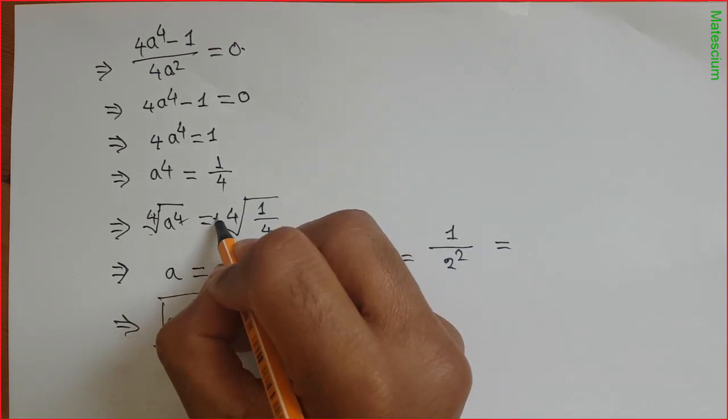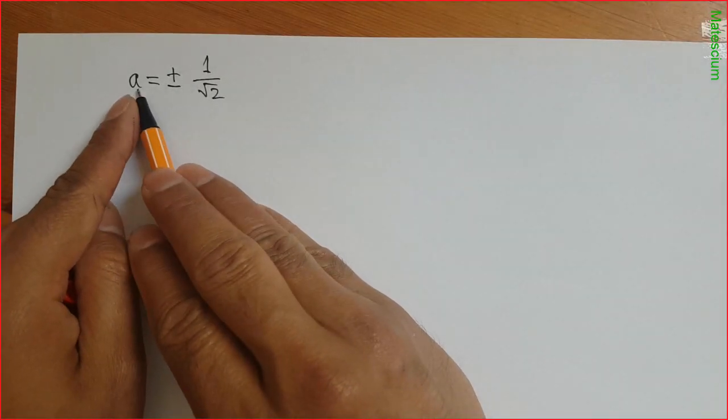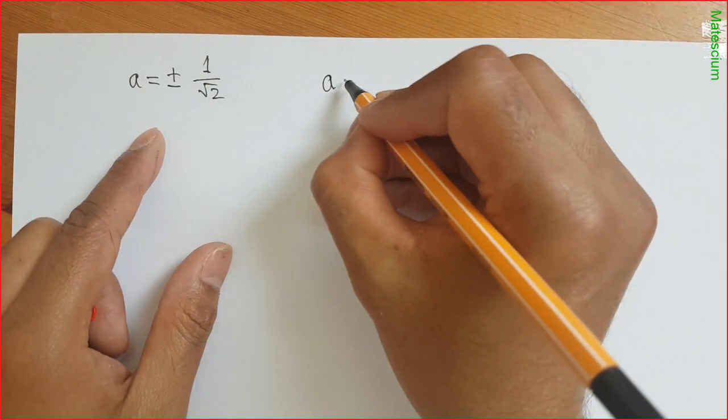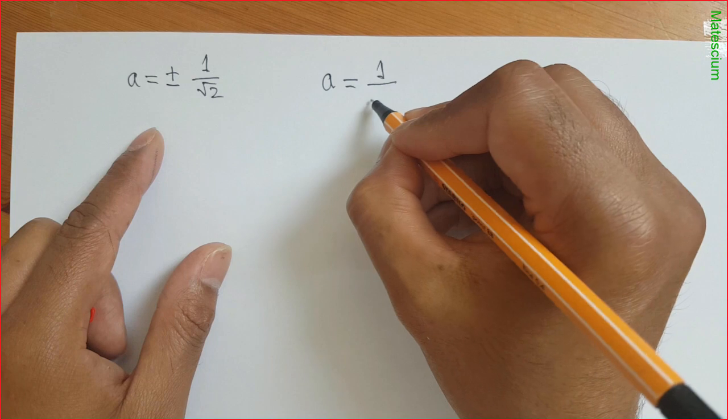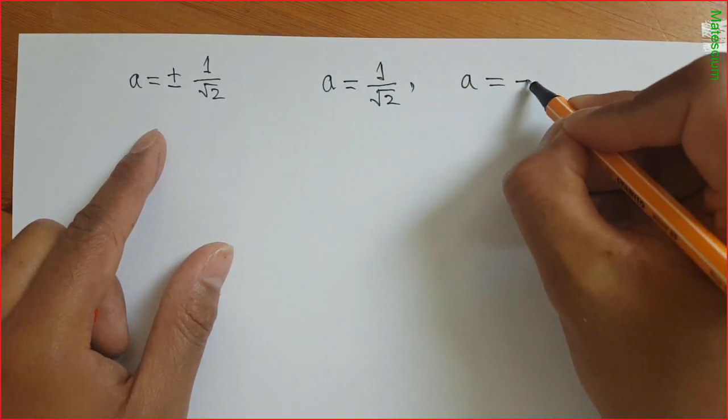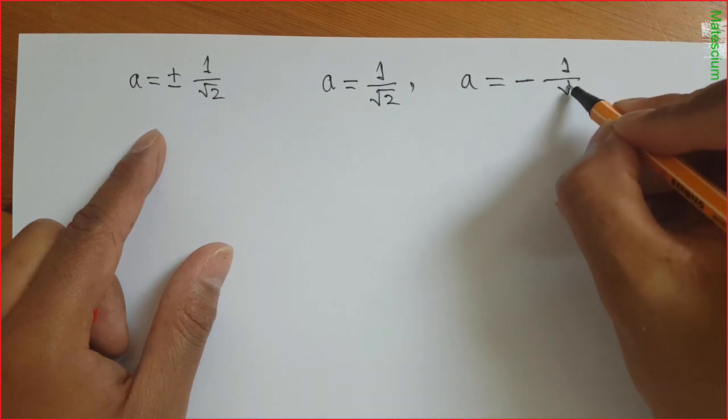Actually here it will be plus minus. That means this a has two values. One is a positive value and another one is a negative value. That means a is equal to 1 over square root of 2, and at the same time a is equal to the negative value of 1 over square root of 2.